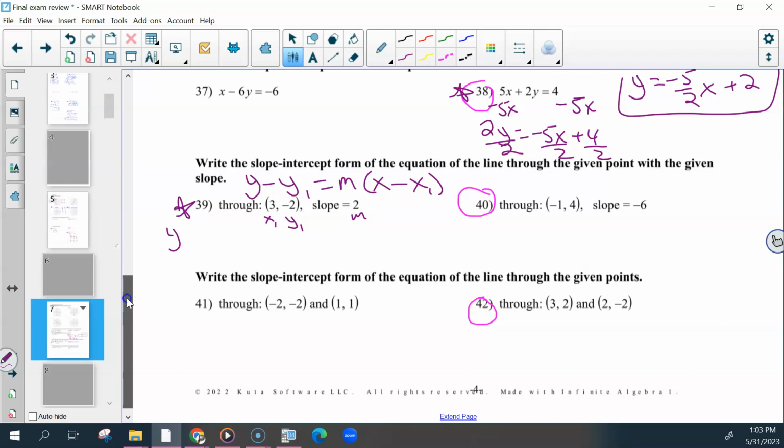So we'd write it y minus, our y1 is already negative, so y minus -2 equals, our slope is 2, and then in parentheses, the variable x minus our x1, which is 3. Then we can distribute on the right and make this a plus. So y plus 2 equals 2x minus 6.